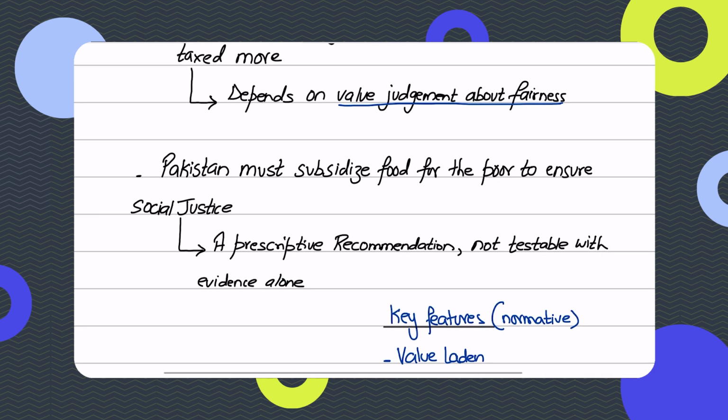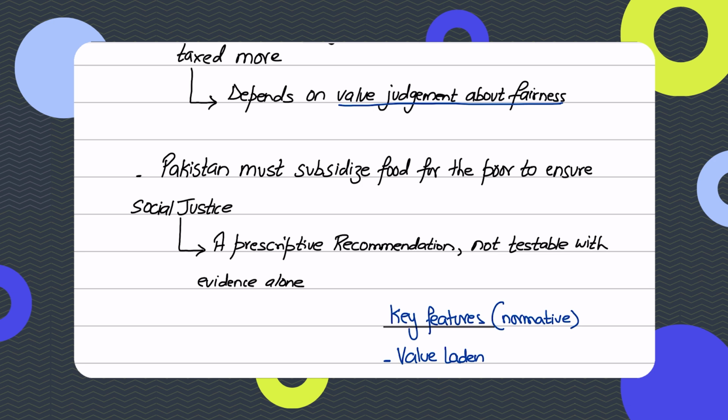So, Pakistan must subsidize food for the poor to ensure social justice. Again, this is a recommendation. You're prescribing that Pakistan must subsidize. Subsidize means to make it cheaper. Simple. Understand this right now at this level, although we'll see what subsidies are later on. Subsidize means to make it cheaper. So Pakistan must make food cheaper for the poor to ensure social justice.